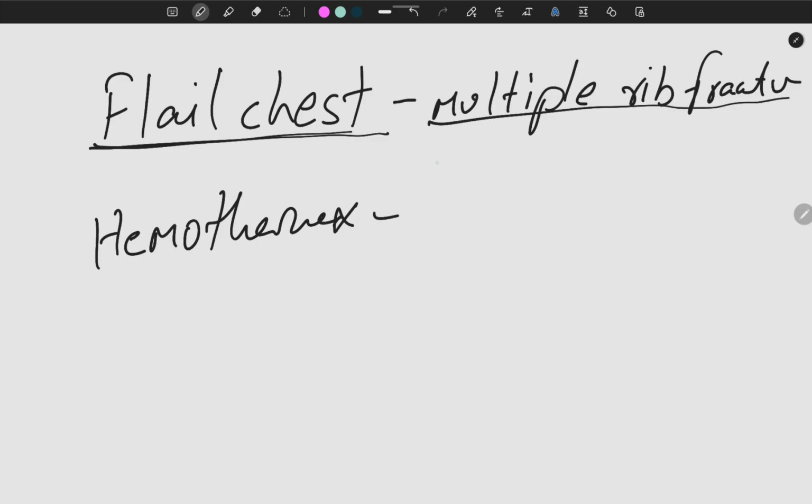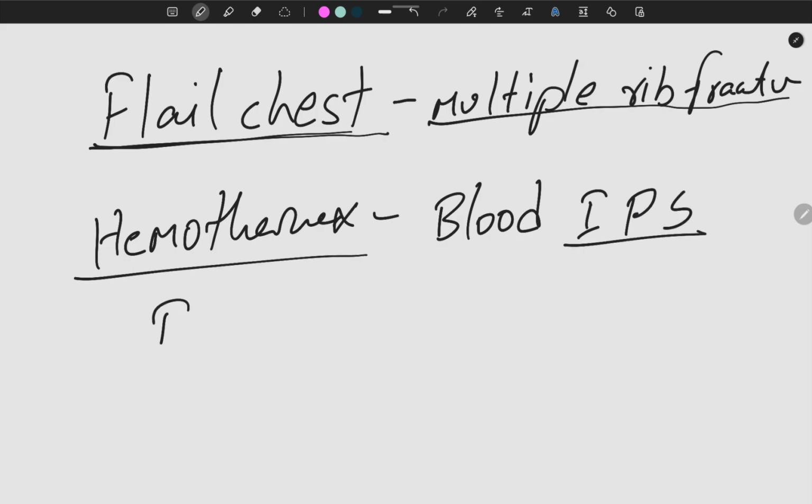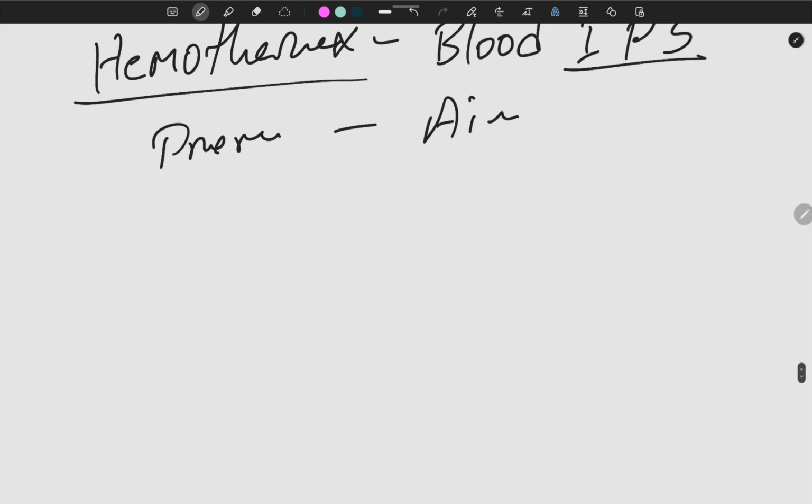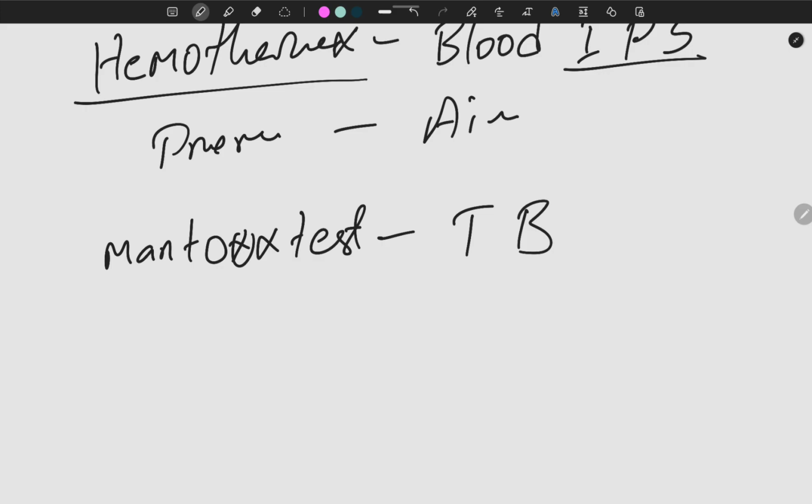So hemothorax is nothing but blood accumulation in the intrapleural space. Blood in the intrapleural space, that is hemothorax. So pneumothorax. So pneumothorax is the air. So the next one is the Mantoux test. So this Mantoux test is used to diagnose tuberculosis, that is nothing but TB.